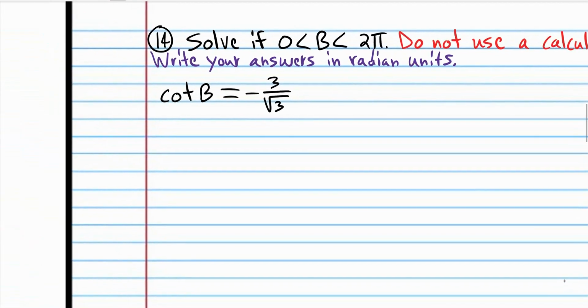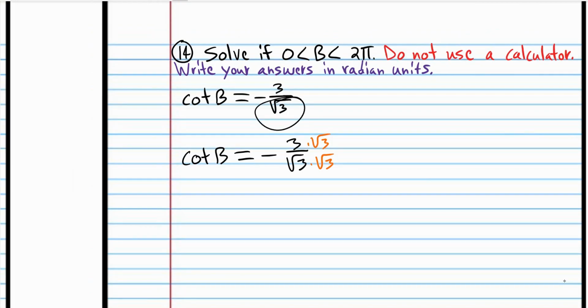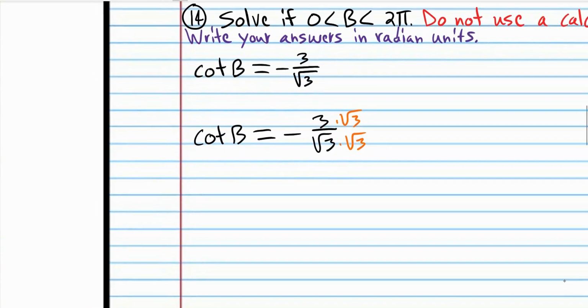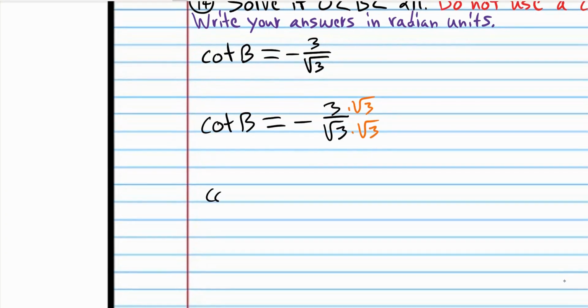So we can't use a calculator here, but we don't recognize this ratio. So we're kind of stuck. But if we multiply both sides of this fraction by root 3, we're rationalizing the denominator. Sometimes you're not going to be rationalizing the denominator. Basically, you just want to multiply both sides by the root, whatever the root is. That's going to change the form of the ratio.